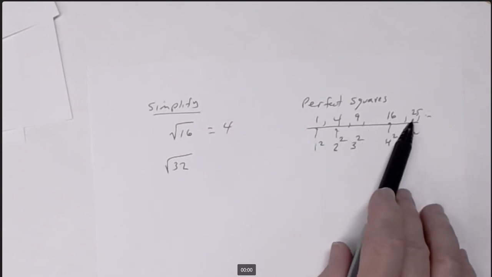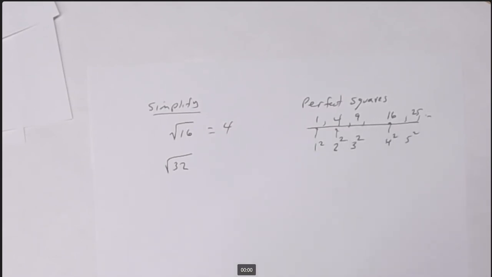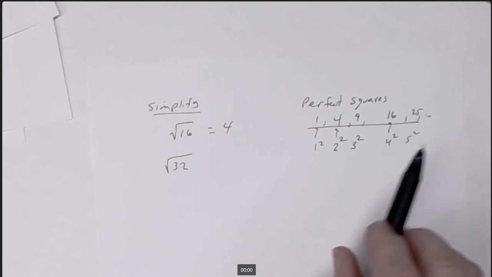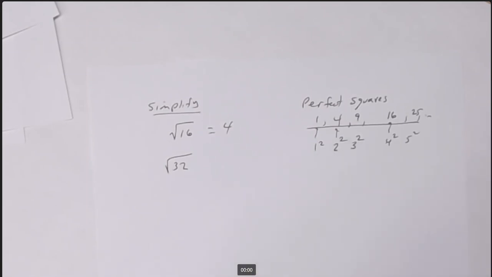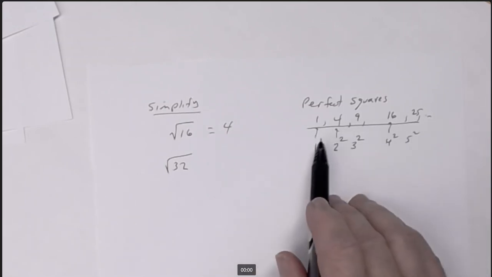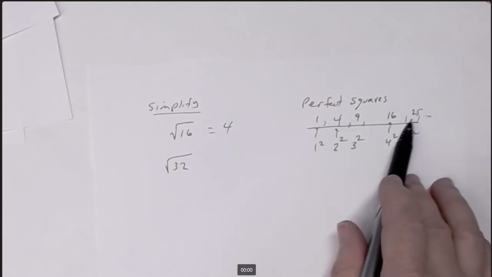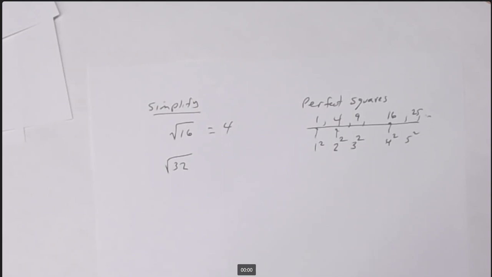25 does not go into 32 evenly. 9 times what whole number is 32? So is there a perfect square other than 4 that goes into 32? What is it? 16. 16 times 2 is 32.